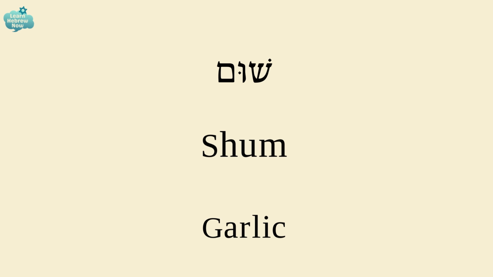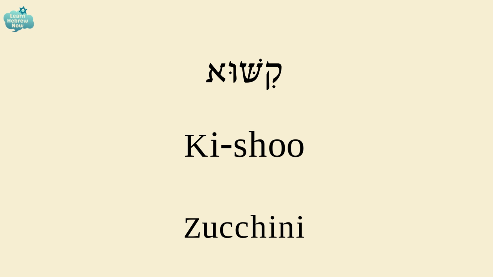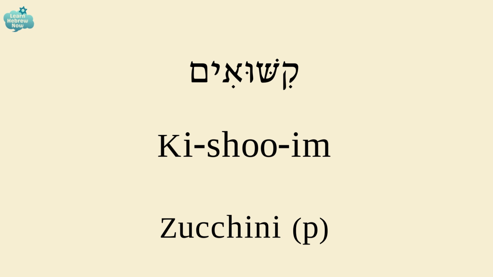Garlic is שום. שום. A zucchini is קישו. קישו. And the plural form zucchinis is קישואים.